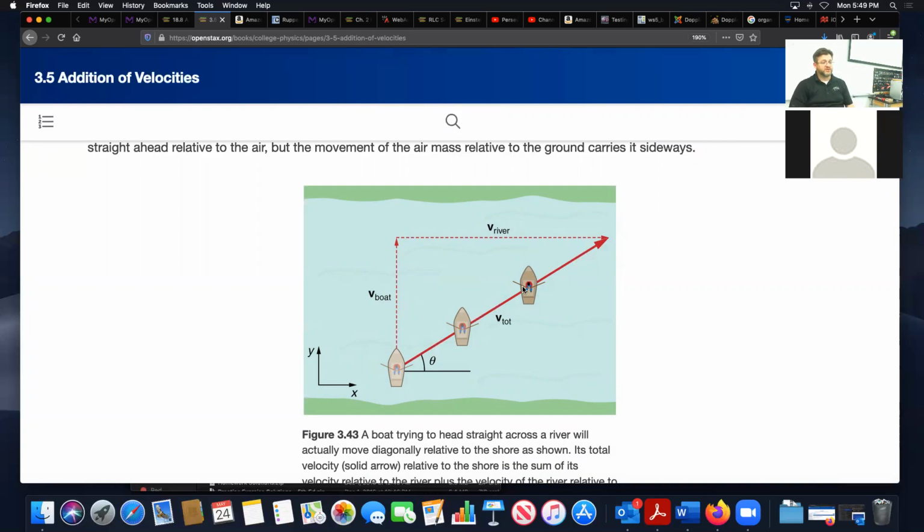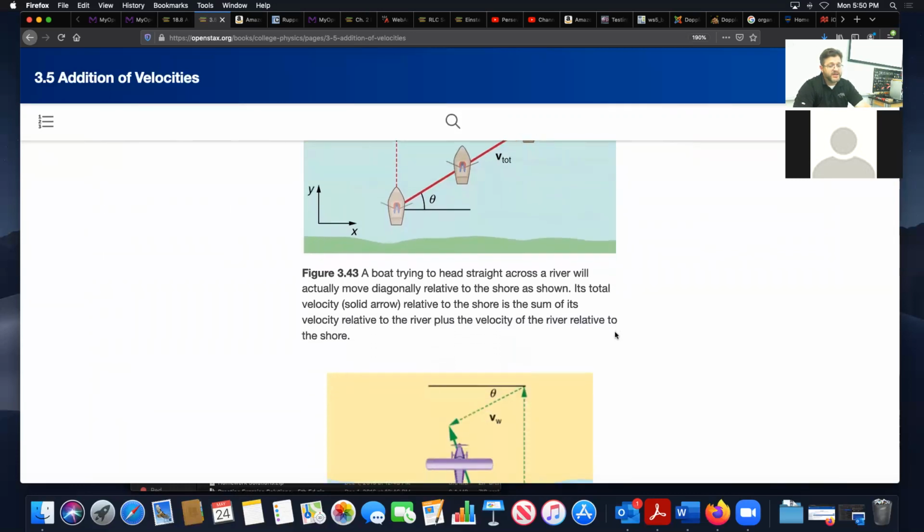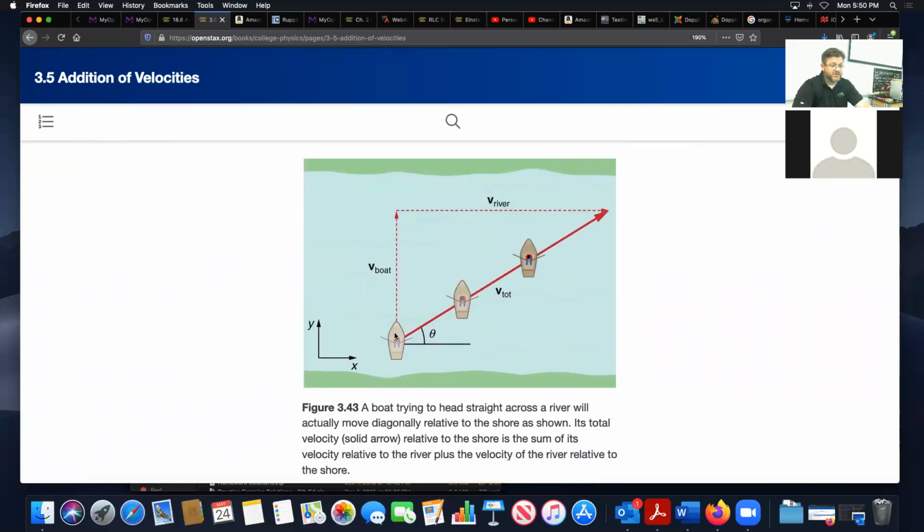You have the rower rowing the boat in the y direction, and the river pushing the boat in the x direction. So you add those two things that are contributing to the velocity together to get the total velocity of the boat. It's pretty straightforward and simple. And it's just a simple vector addition.